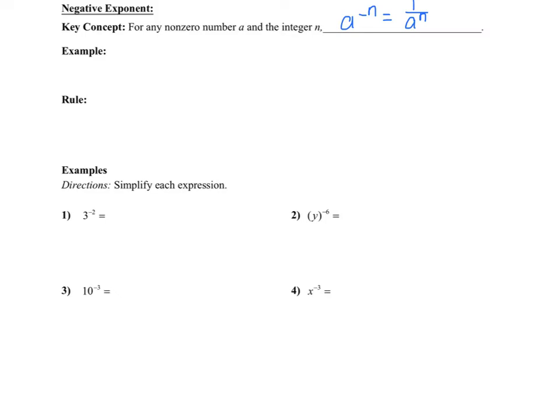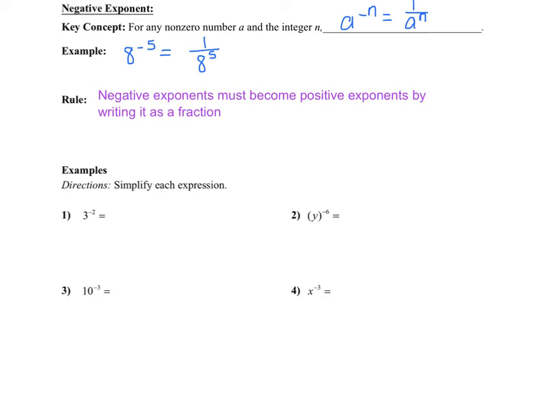If I had 8 to the negative 5th power, we don't want negative exponents. So what we're going to do is we're going to put it underneath 1 to make it positive. We're going to create a fraction and put it under 1. So that's equal to 1 over 8 to the 5th power. So our rule is negative exponents must become positive exponents by writing it as a fraction.